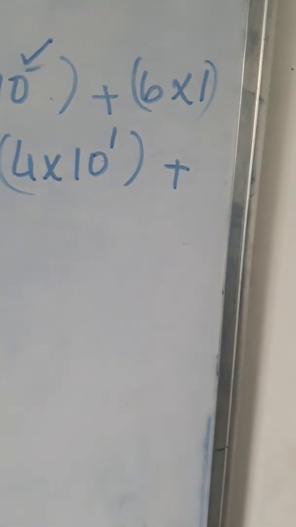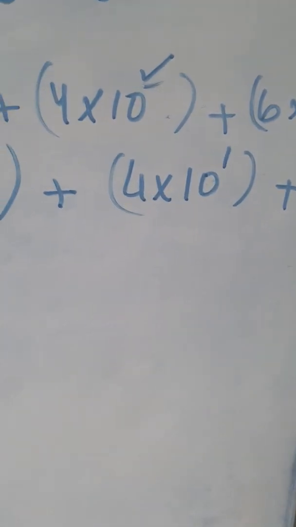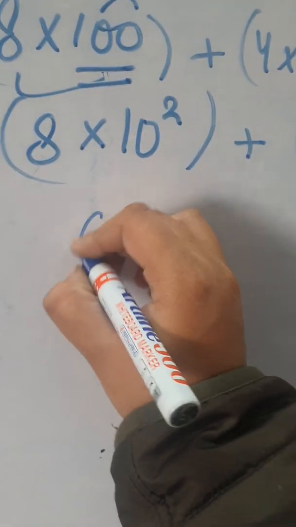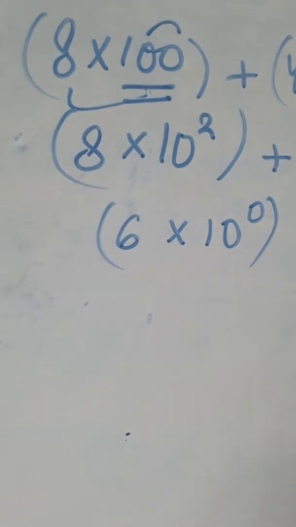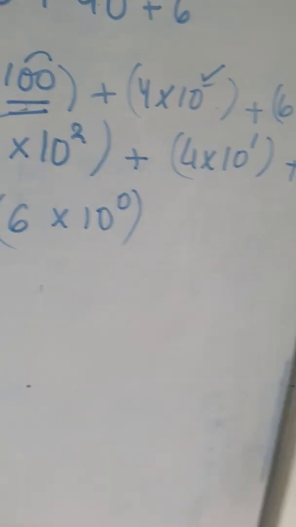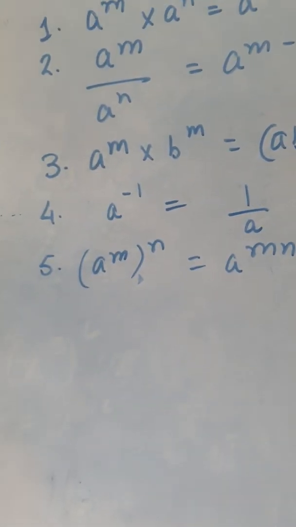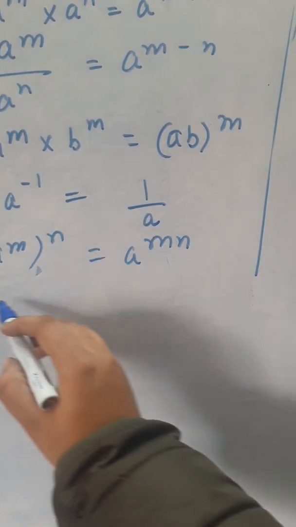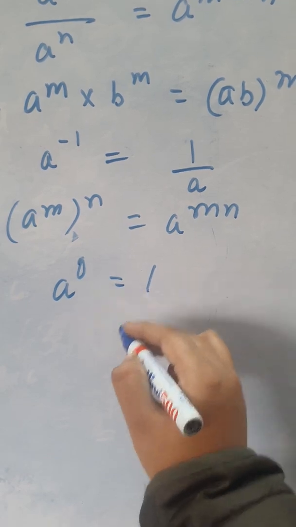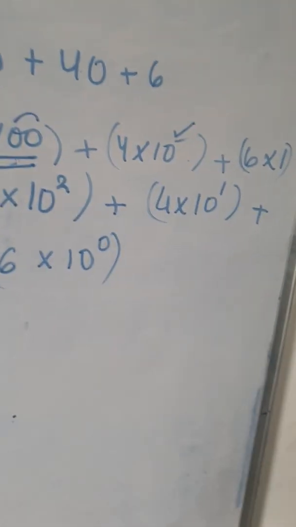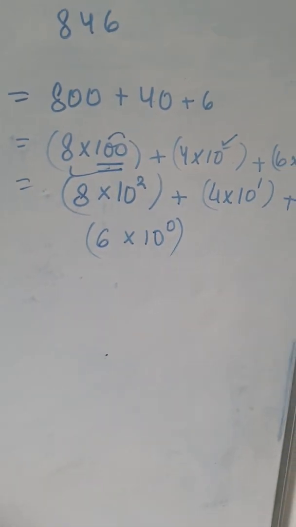and when we're multiplying with 1 there is no 0, so we say 1 is 10 to the power 0. So 6 into 10 to the power 0. And also you can add this in the laws of exponents, that anything to the power 0 is always 1. So a to the power 0 is always 1. Now let's get back here. Now we are done. 846.